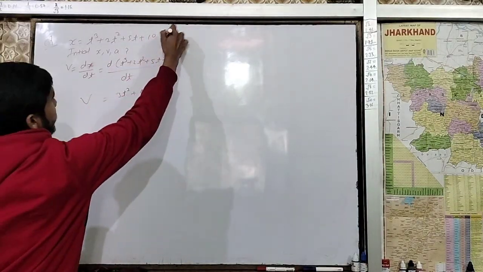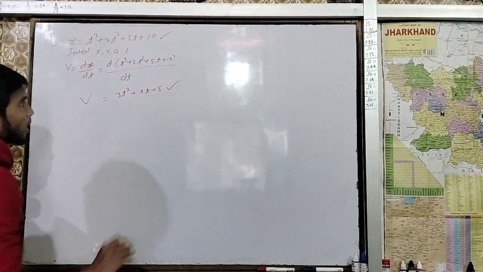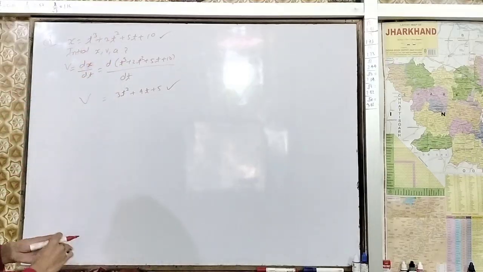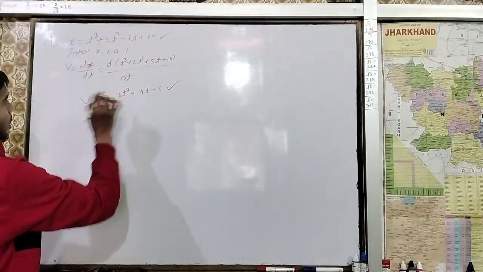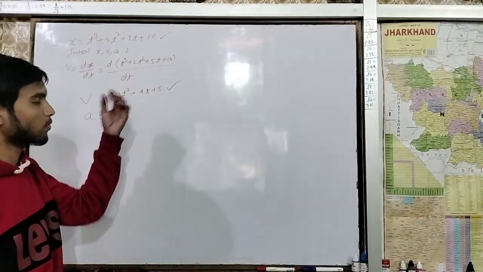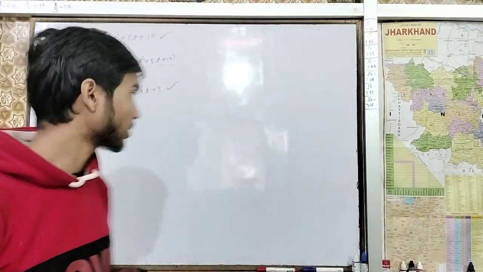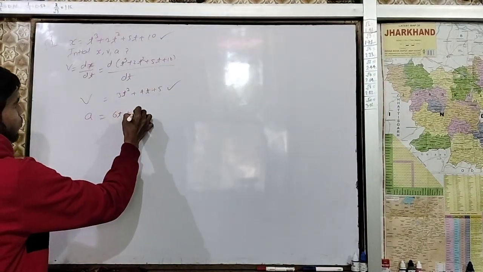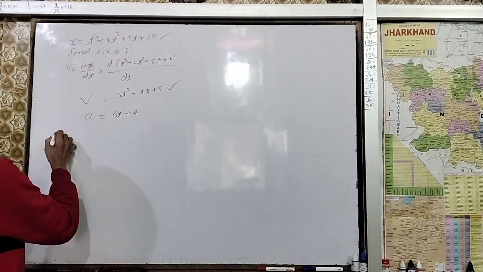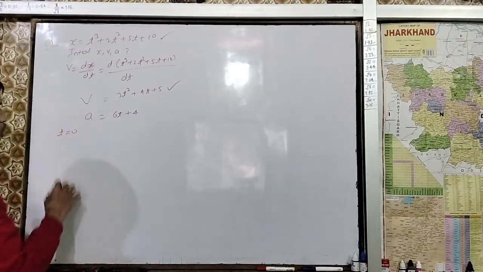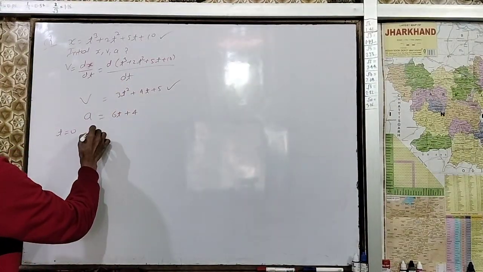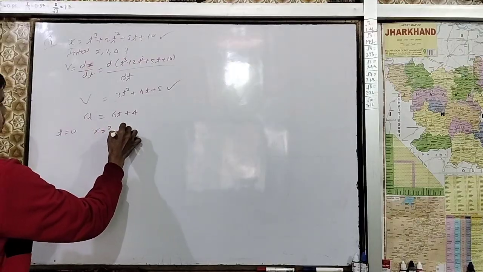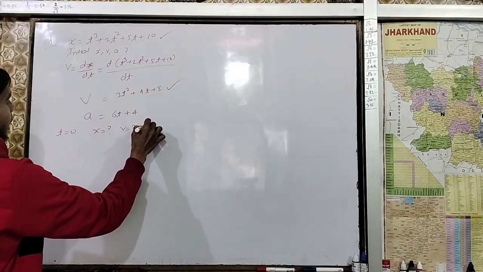This is the location of a particle. This is the velocity of a particle where the location is this much. Acceleration is how much? The differentiation of this v will be our current acceleration. So this will become 6t plus 4. Now at t equal to 0, what is x, what is v, and what is a?